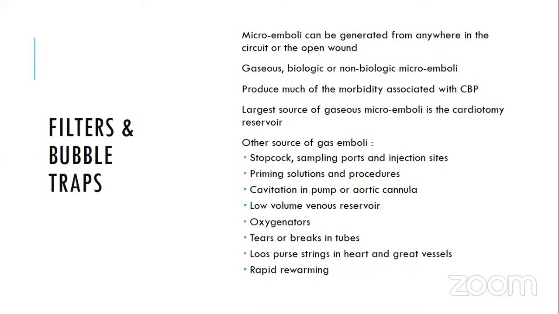Filters and bubble traps. Microemboli can be generated from anywhere in the circuit or in the open wound. Gaseous, biological or non-biological microemboli produce much of the morbidity associated with CPB. The largest source of gaseous microemboli is the cardiotomy reservoir. Other sources of gas emboli include stopcocks, sampling ports and injection sites, priming solution and procedure, cavitation in the pump or aortic cannula, low volume venous reservoir, oxygenator tears or break in the tube, loose purse string, and rapid rewarming.